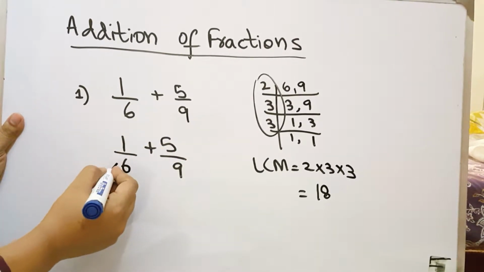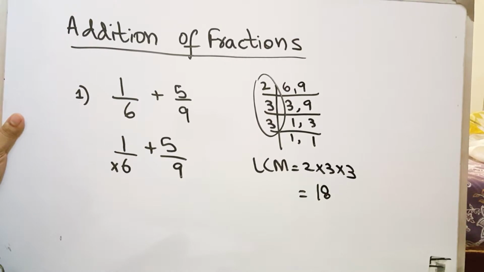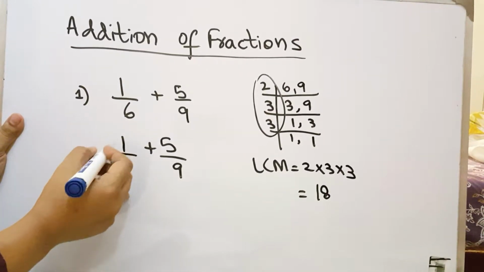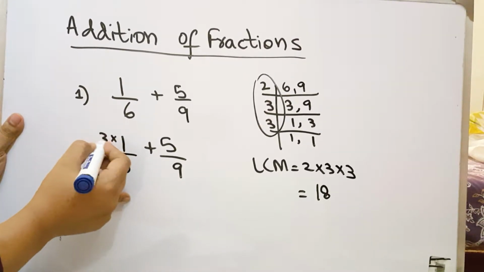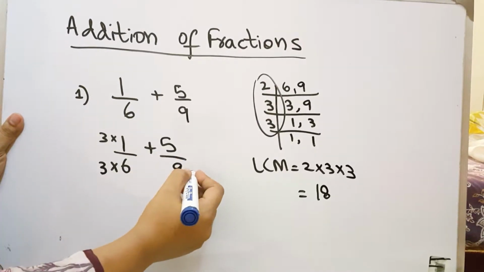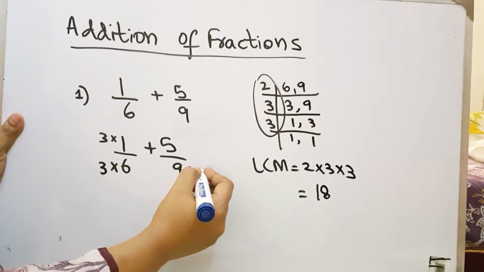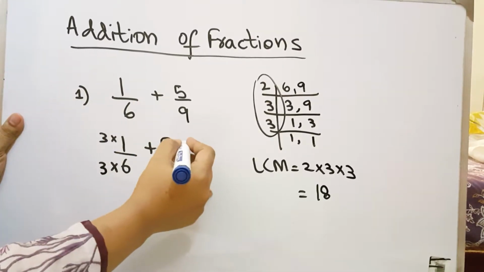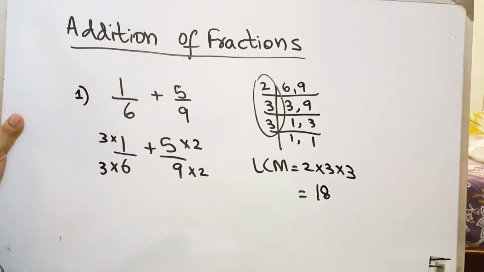Now we have to make this 6 into 18. Now 6 times what is 18? 6 times 3 is 18. The same multiplier will be written in the numerator as well. Okay. Now coming to the next number, which is 9. How can you make 9 into 18? Multiply it by 2 and you get 18. The same multiplier will be written in the numerator as well to balance it out.